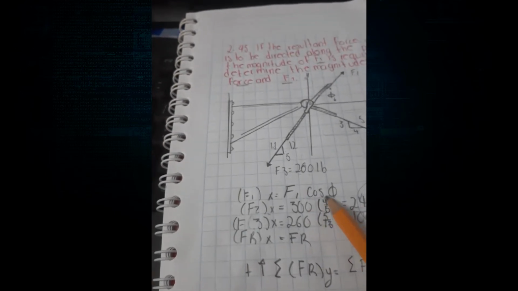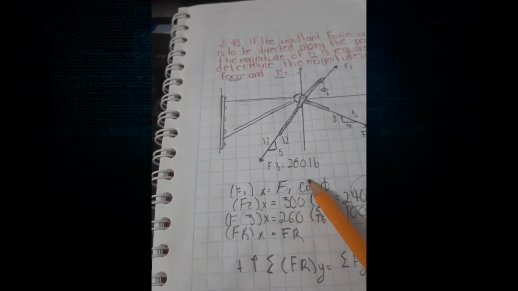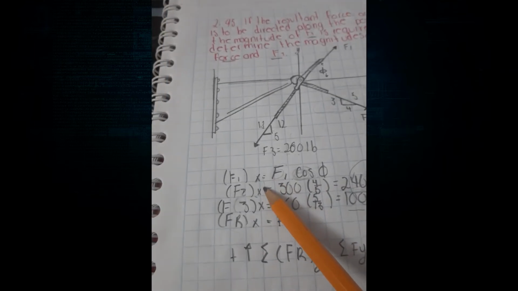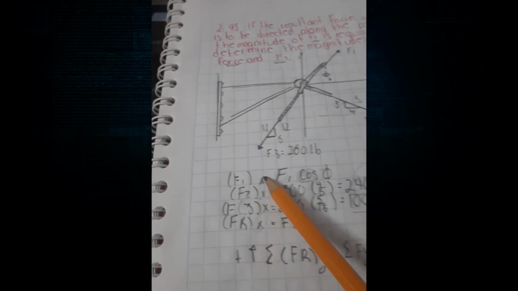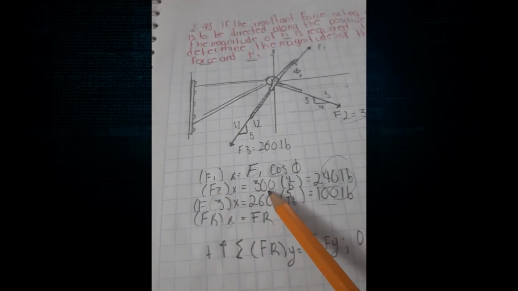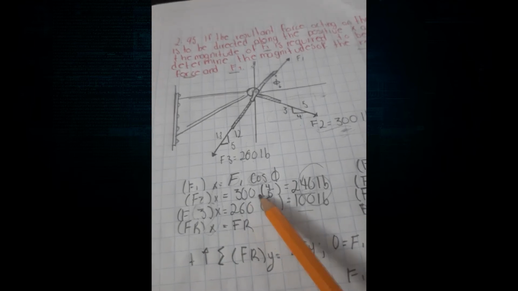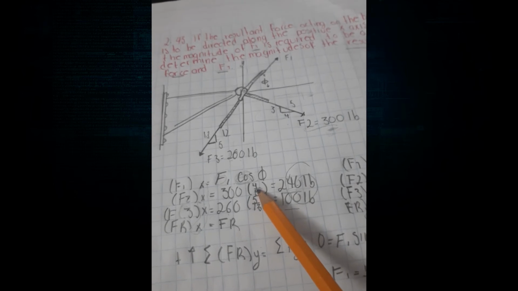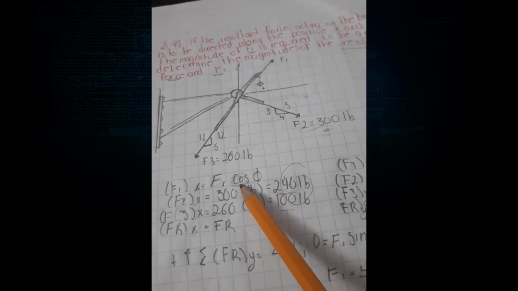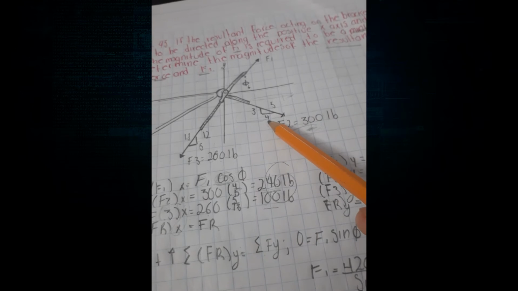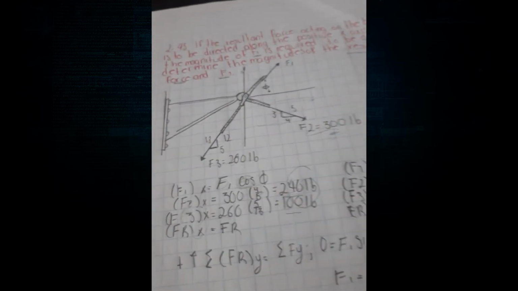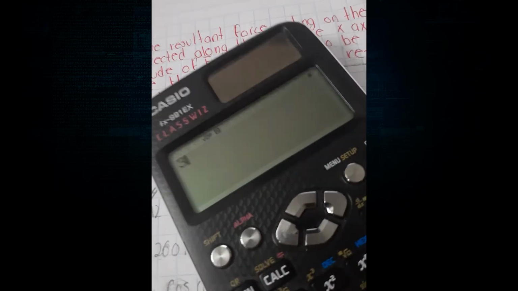We can write the components of F1, F2, F3, and FR using the cosine law. F1 is equal to the cosine law, because all this part we work in the x-axis. F2 in the x-axis is equal to 300 multiplying by 4 divided by 5. We need to work with the cosine law, 4 and 5.